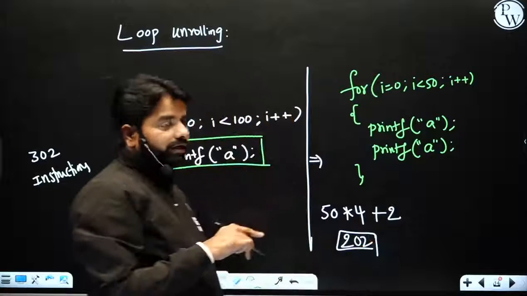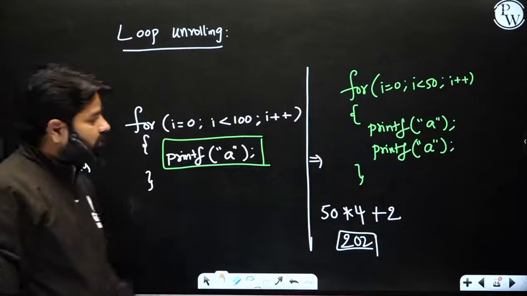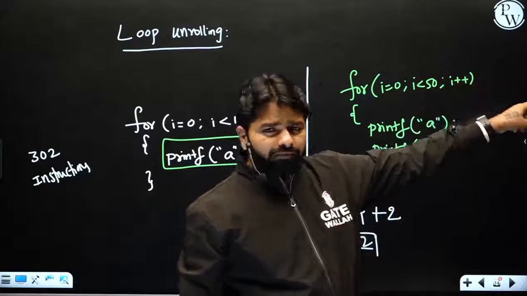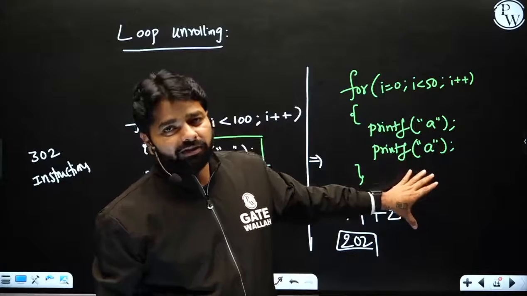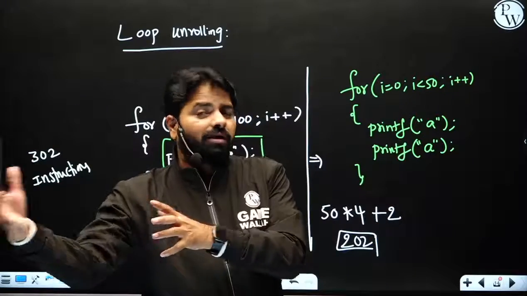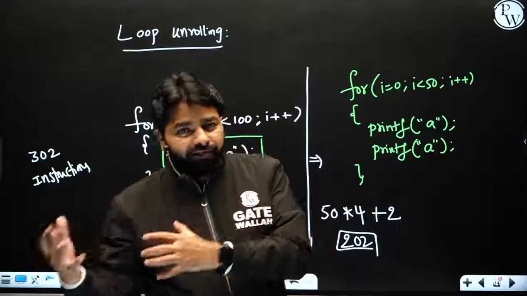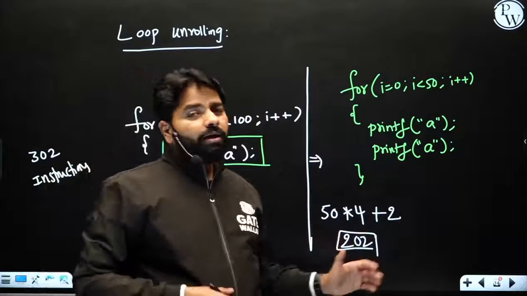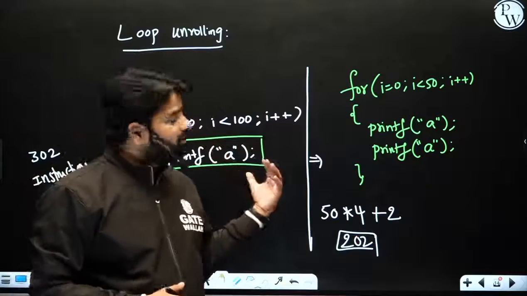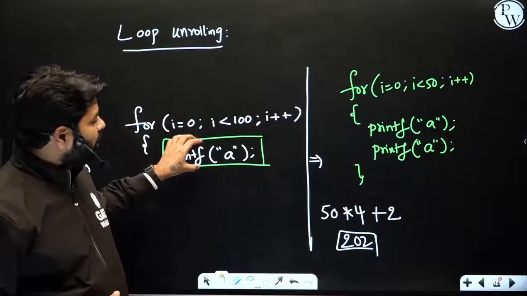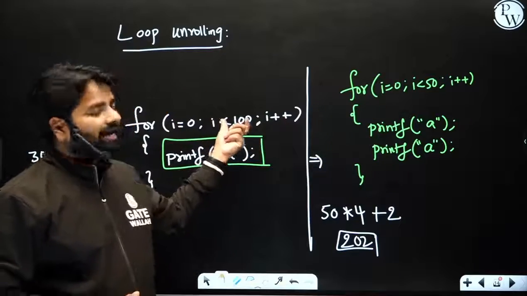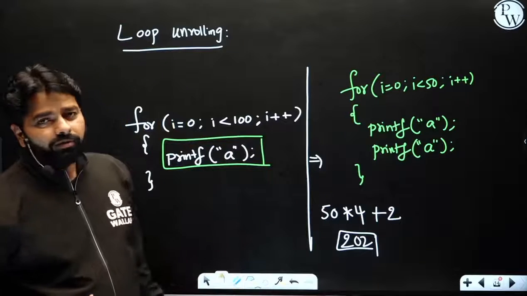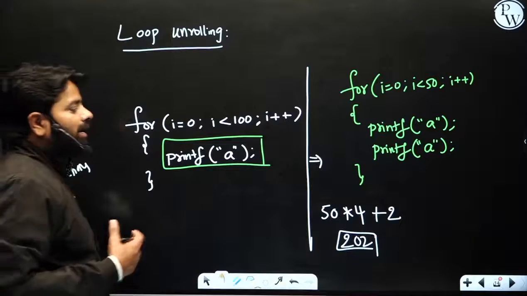202 instructions executed. Here 302. Which is the better one? This is the better one. If we do one more round of unrolling, this 50 becomes 25 and these 2 printfs become 4 printfs. That is, 4 A's will print 25 times, 100 only. 2 A's you are printing 50 times, 100 only. 1 A you are printing 100 times. The logic is the same, but the concept of loop unrolling is copying this body twice and halving the condition, that makes sense, like you are unrolling this loop. So this is also a kind of optimization.